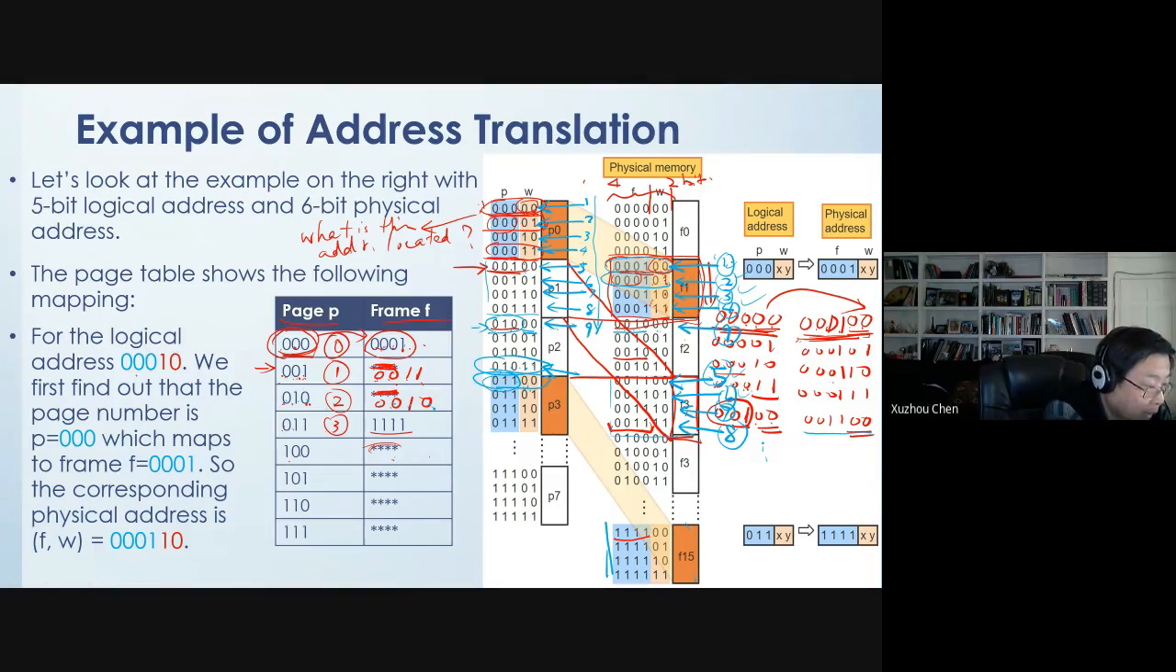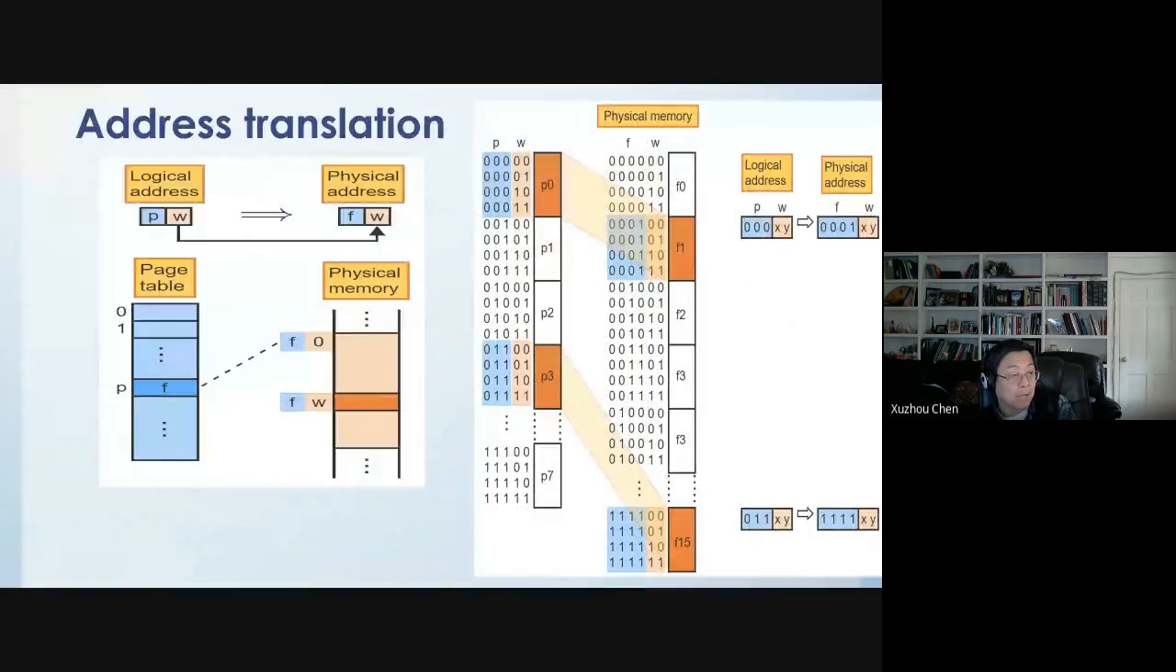So if you look at the text, say if the address is 00010, and then I find out the page number is 000, and then that page number maps to frame number 0001, right? So the corresponding physical address is 0001, and then I copy the offset. Offset is the relative location of the address in a page. So that's basically the idea of paging.